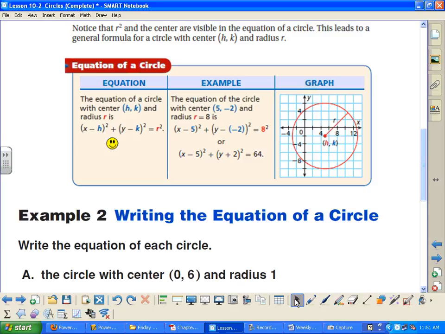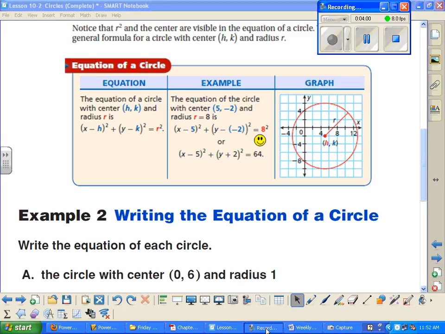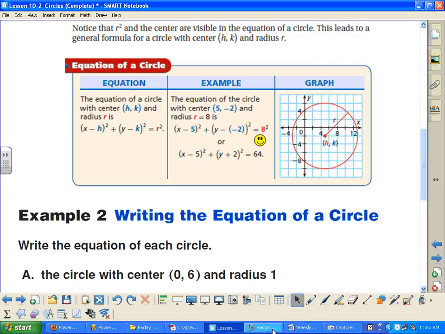So they show us this example here. They say, okay, we've got a circle that's centered at 5, -2, and they show it over here on the graph with a radius of 8. So they just replace the h with 5, the k with -2, and then put 8 in for r. And then simplify it. And there's your equation for your circle. So the equation for a circle is really not that difficult to find. It's just a matter of knowing the center and the radius.